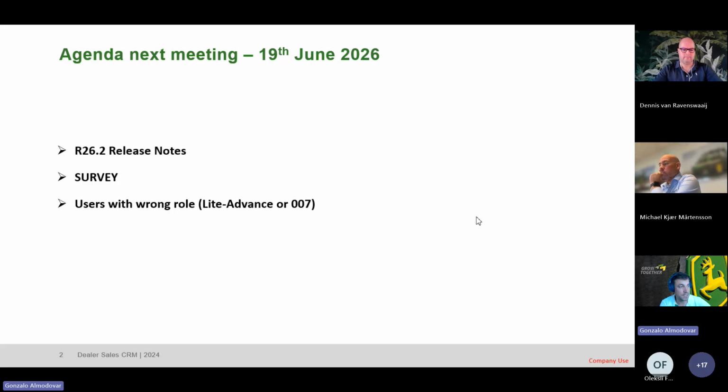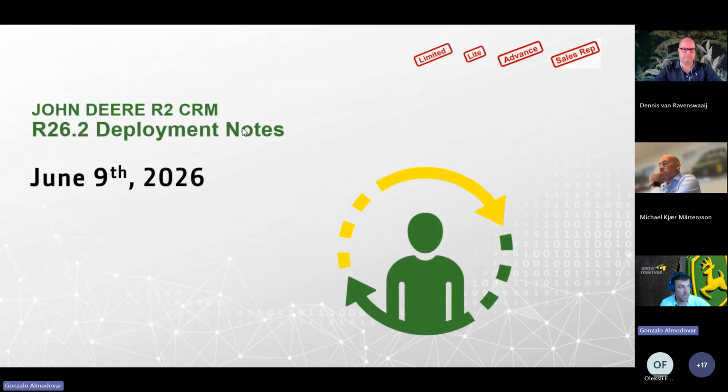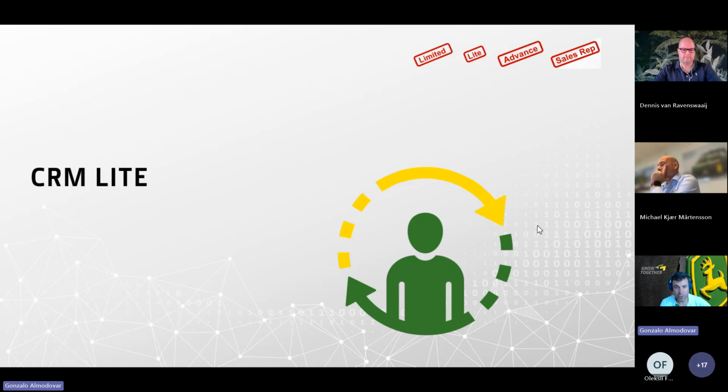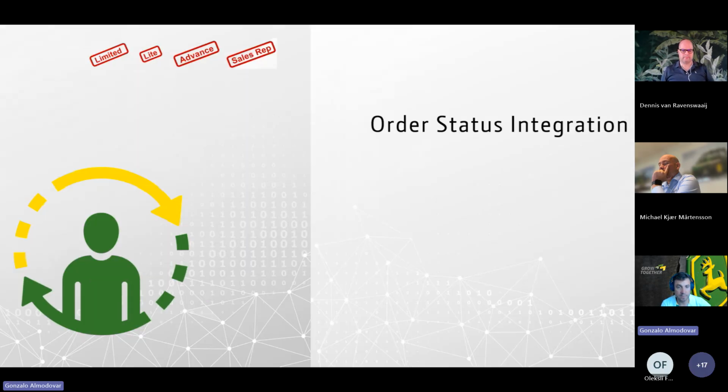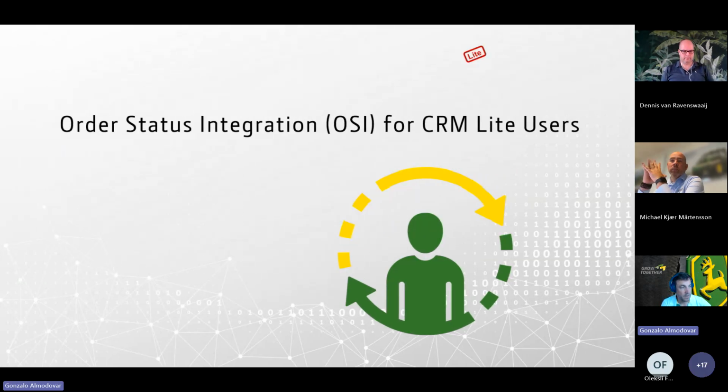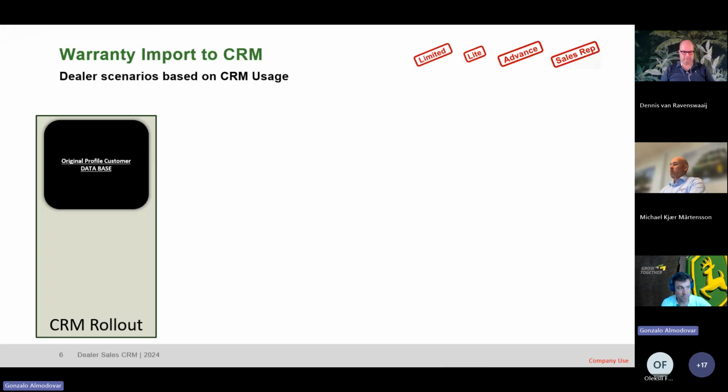Okay, let's start with the release notes. As usual, I divide it by CRM license type: light, then light and advanced, or advanced, and finally the Power BI reports, right? The next one is just for light CRM users.